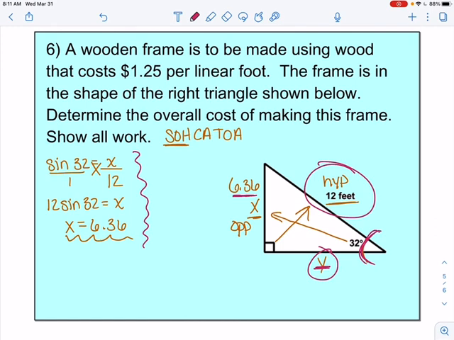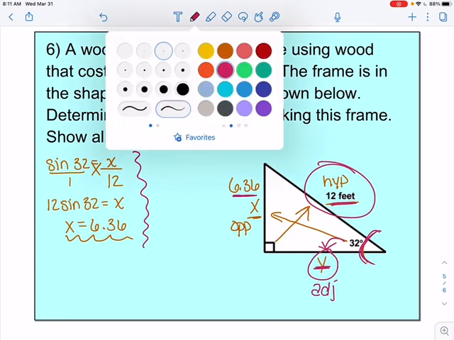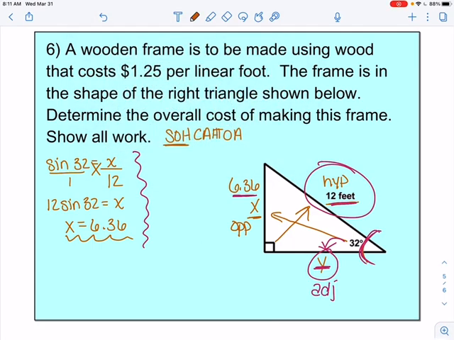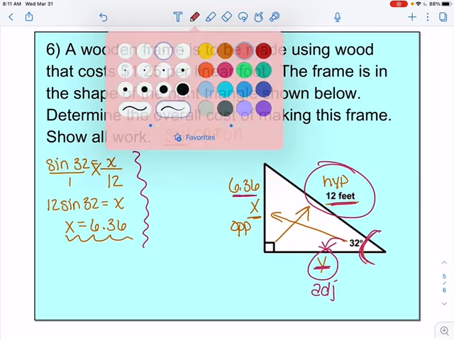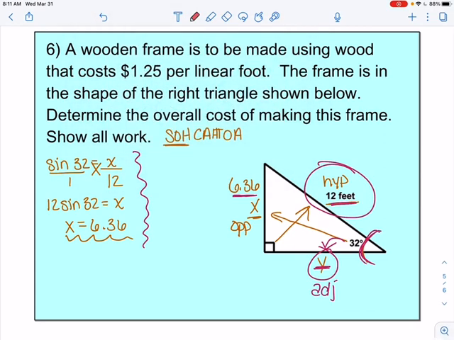With relation to 32 now, the 12 is always going to be the hypotenuse no matter what. That means Y is going to be your side that's directly adjacent to 32. So now I have the hypotenuse and the adjacent. Oh, I spelled SOHCAHTOA wrong up there. Sorry, missing an H. The trig function that deals with the adjacent and the hypotenuse at the same time is the cosine.